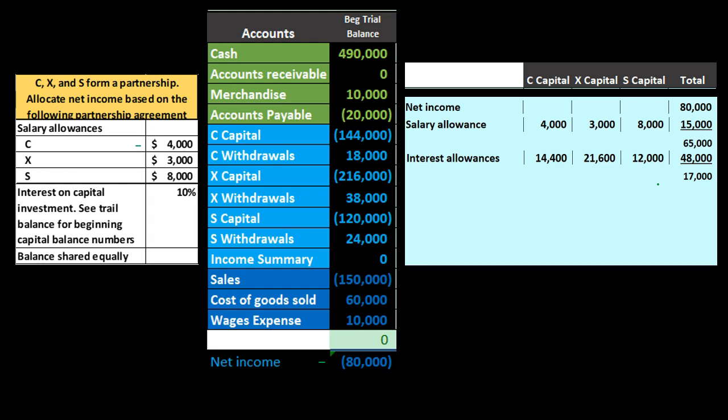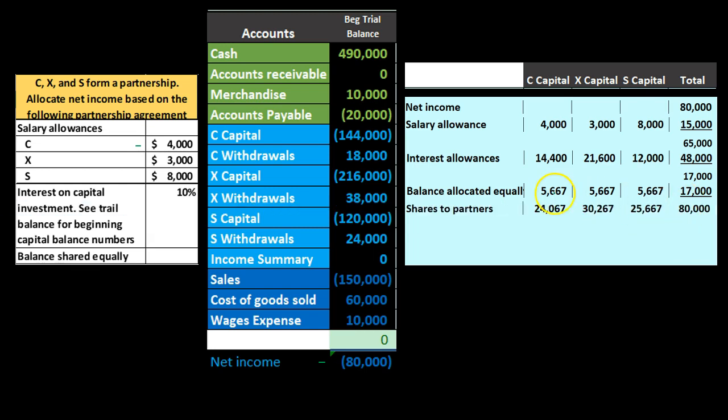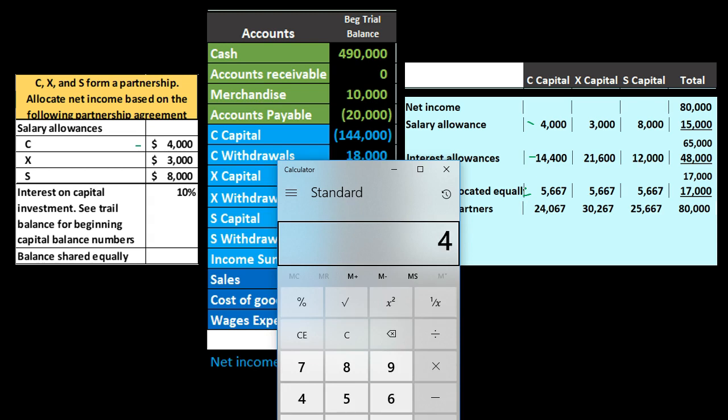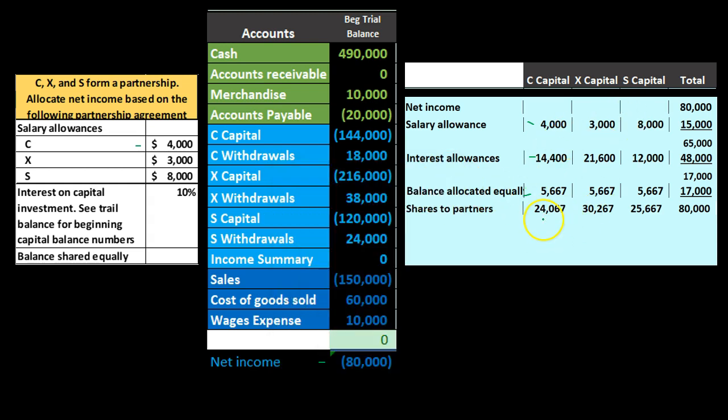That 17,000 then, we're going to allocate evenly. Whatever's left over, we're just going to divide it by 3 and allocate it evenly between 3. So 17,000 divided by 3, 5,667 about. So that's going to be our allocation, and that'll bring us down to 0. So our balances then, for C, we got 4,000 plus 14.4 plus 5,667. And let's do that with a calculator. 4,000 plus 14.4 plus 5,667 gives us the 24.67. So that's going to be the amount of this net income allocated to C's capital account.